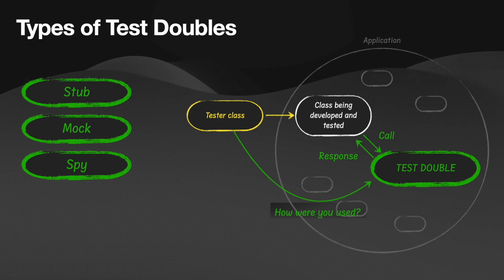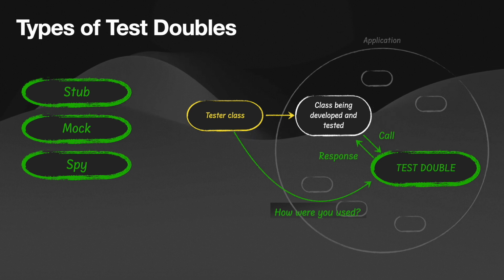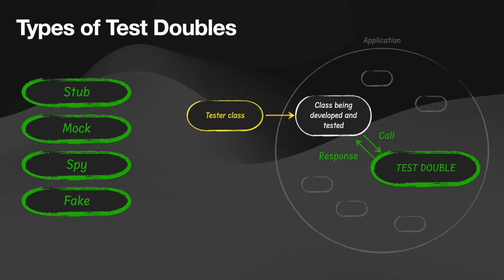Just keep in mind that defects in the real dependency we're using can drastically slow down our implementation of the class we're building, because we cannot be sure if a failed unit test was caused by a defect in the class we're building or a defect in one of its dependencies. A fake is kind of real, but a much smaller scale. It is a significantly smaller implementation of the real thing.